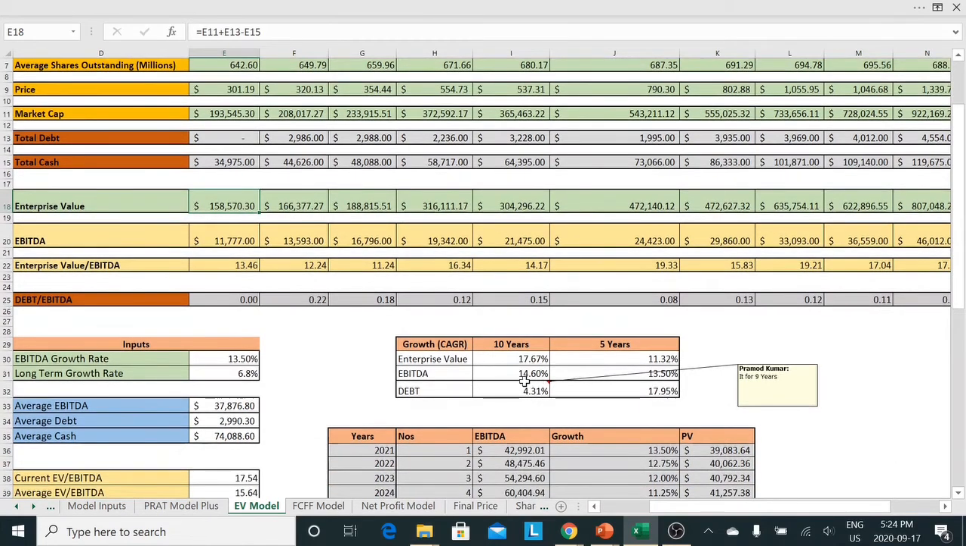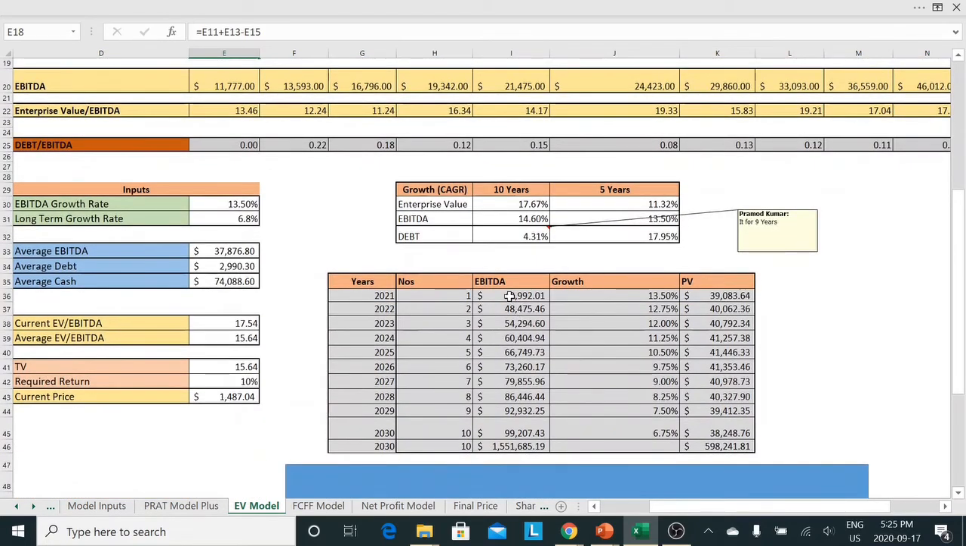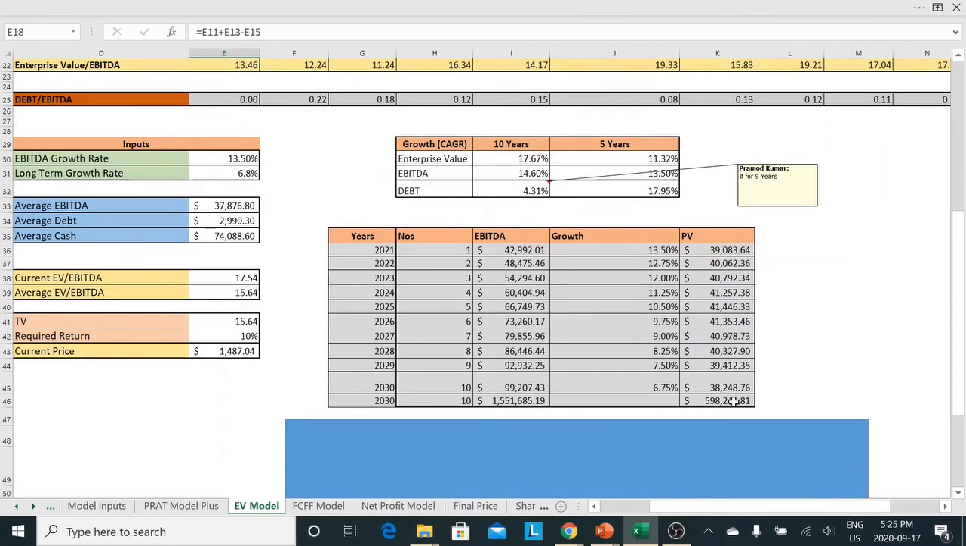But the enterprise value has again increased by 18% over 10 years. If I take the past 10 years, it's almost 18%, but for the last 5 years, it has increased at the rate of 11%. So this margin decreased. Okay, again with the second model, I have taken the EBITDA growth rate for the next 10 years, and then the terminal value. I have taken the average of this EBITDA multiple, which comes to 15, right? Discounted again by 10%.